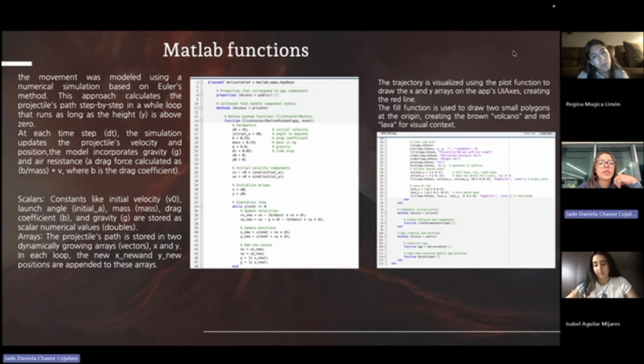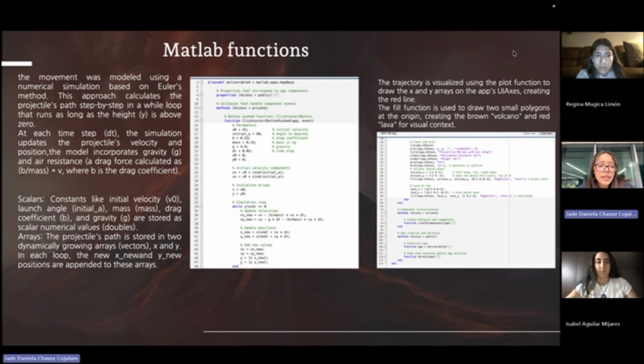The model incorporates gravity, which means the g, and the air resistance or the air drag, which is b divided by the mass and multiplied by the velocity, where b is the air drag coefficient. And also we have the scalars, which are constants like initial velocity, launch angle, the mass, the drag coefficient, and the gravity, stored as scalar numerical values.